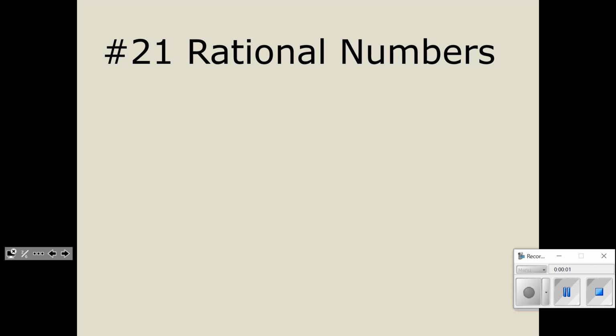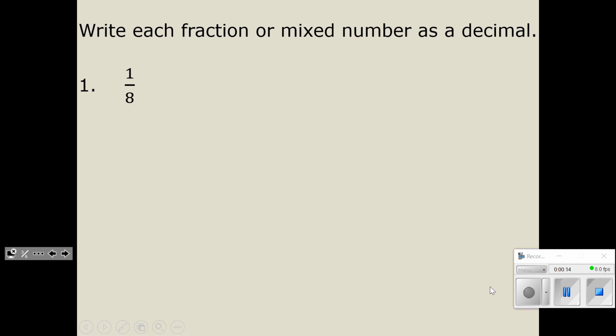Number 21 is a video about rational numbers. We're going to be looking at rational numbers and writing them differently as fractions, decimals, and percents. Here is our first set of directions and problems. Write each fraction or mixed number as a decimal. Problem number 1 is 1/8.